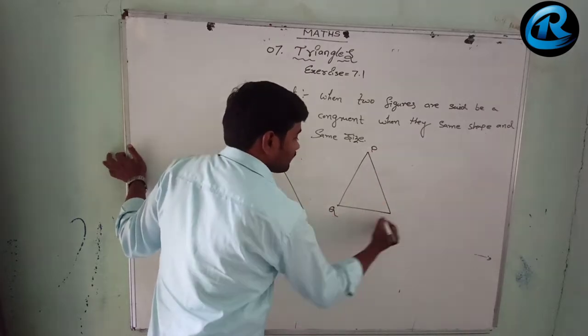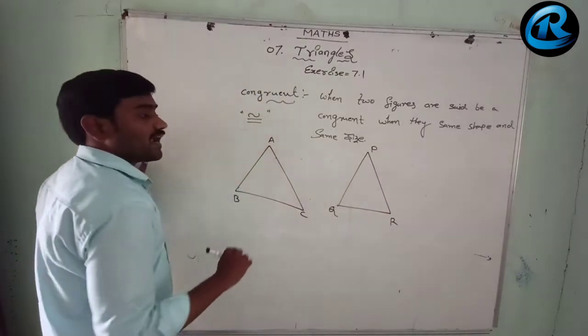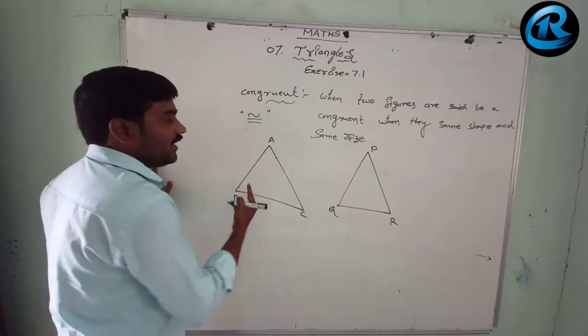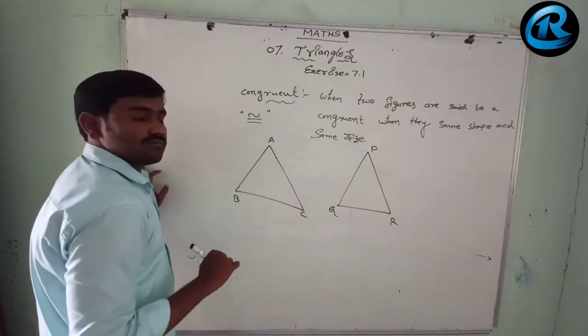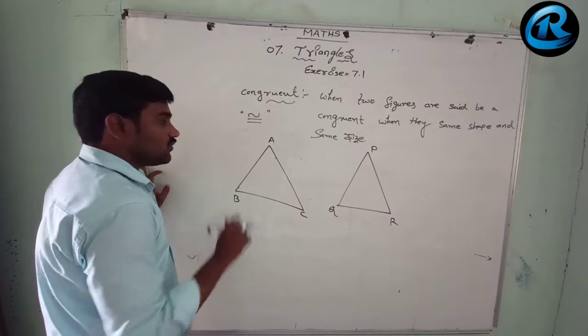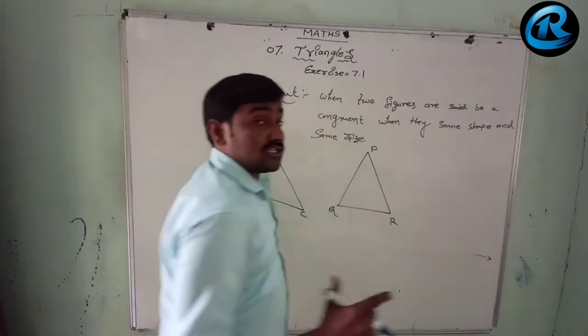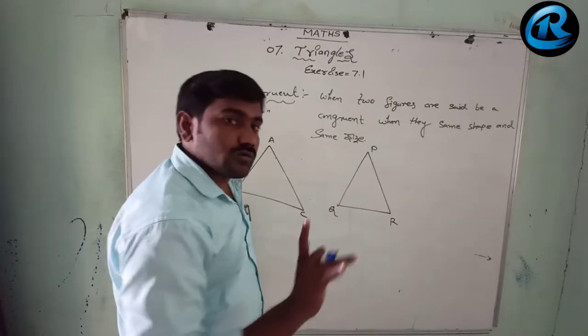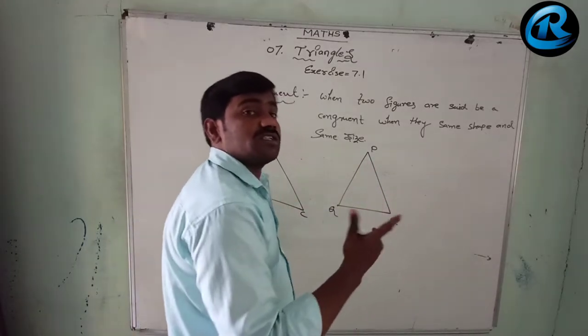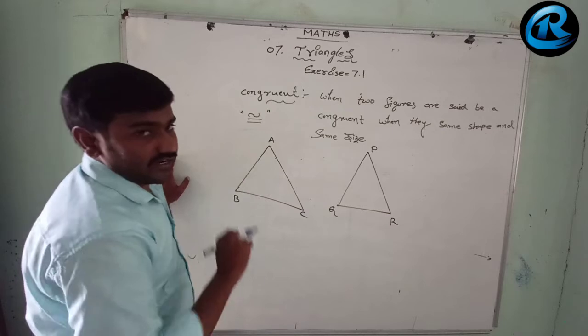Triangle PQR. Are these two triangles congruent? How can we say when there are no angles and no sides given? So based on angle alone we cannot say they are congruent. So there will be certain criteria to say whether two triangles are congruent or not.